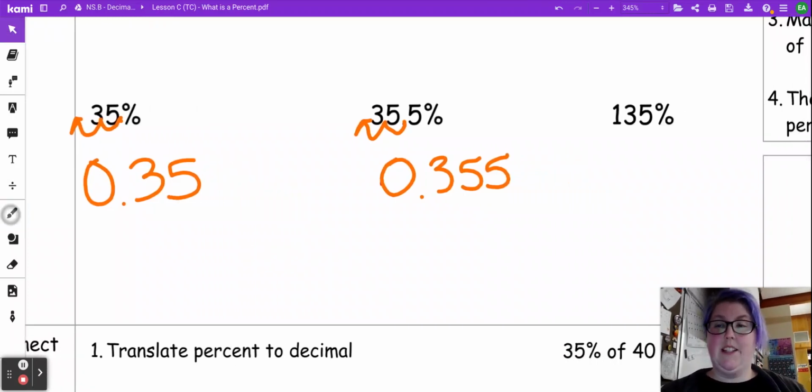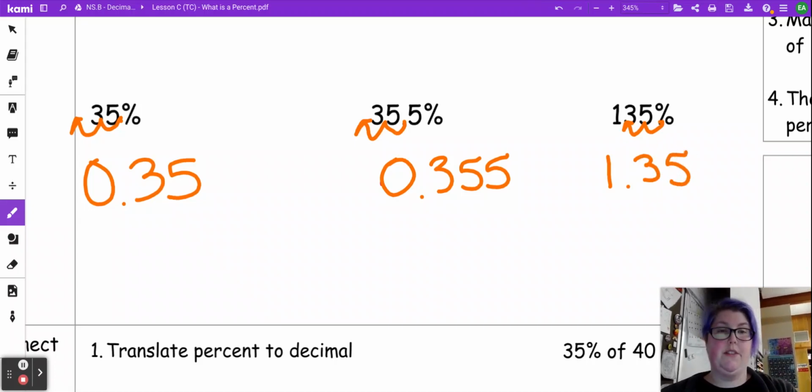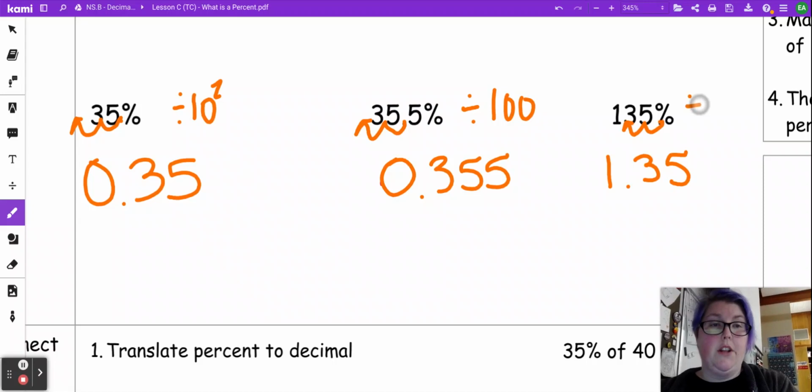Now, lastly, 135%, we still add the decimal at the very end by that percent sign. We still move 2 places. So this number becomes 1.35, or 1 and 35 hundredths. So we haven't changed the numbers themselves. All we've done is divide each of these by 10 to the second, or you can say you divide each of these by 100 to get the decimal.